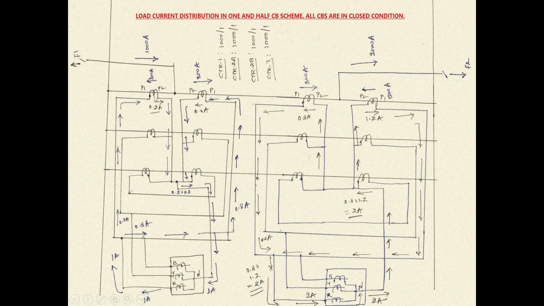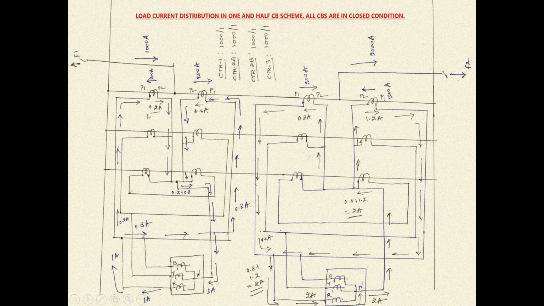Now look at the polarity. If you remember from our last to last session, I have already explained that if the current is entering through the P1 side in the primary, then the current must leave from the S1 in the secondary. Or if the current is leaving from the P1 on the primary side, then the current must enter through the S1 in the secondary side.